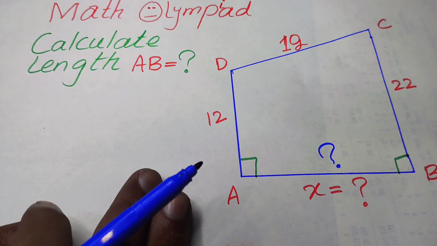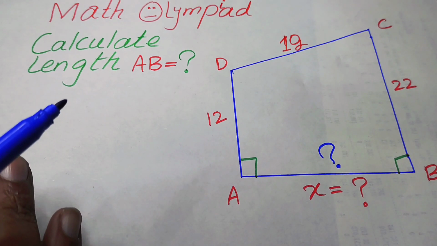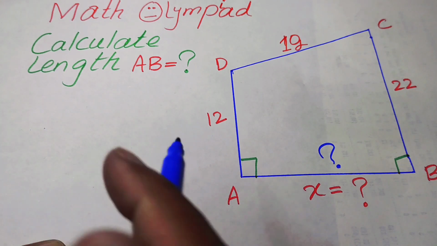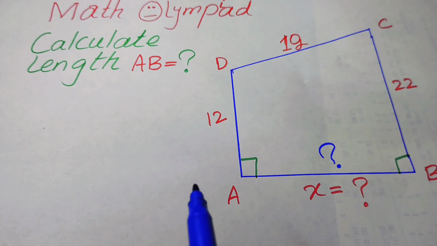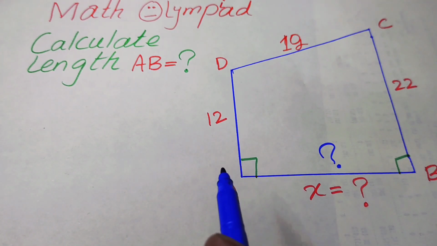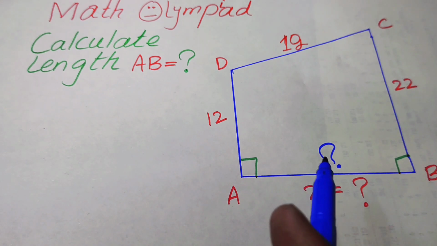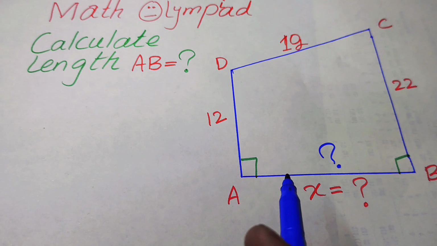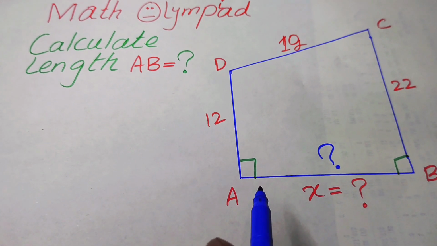In this video we are going to solve an important math Olympiad problem which is related to the topic of geometry. So here we have a quadrilateral, and we will find the value of its length AB. All the lengths of its sides are given, and we will find the length of the side AB.